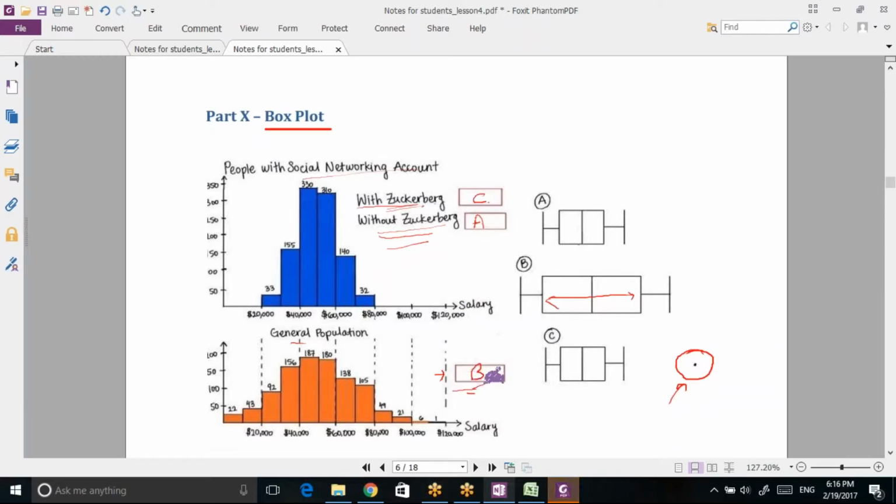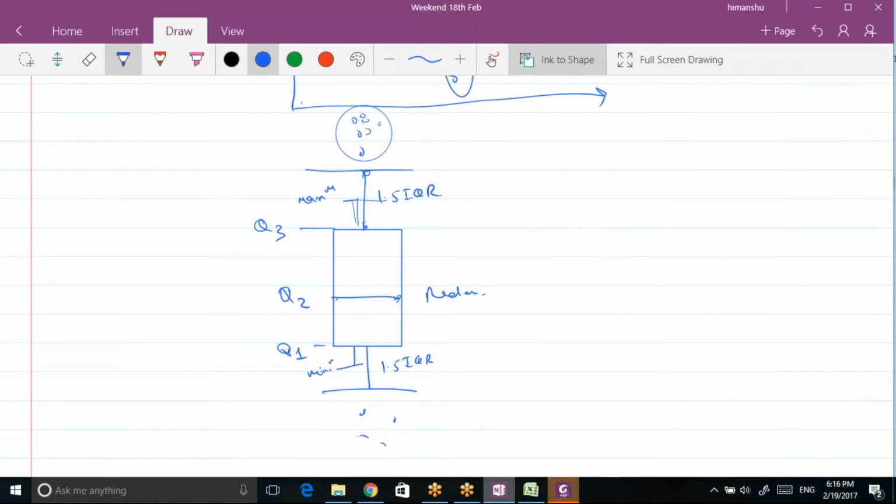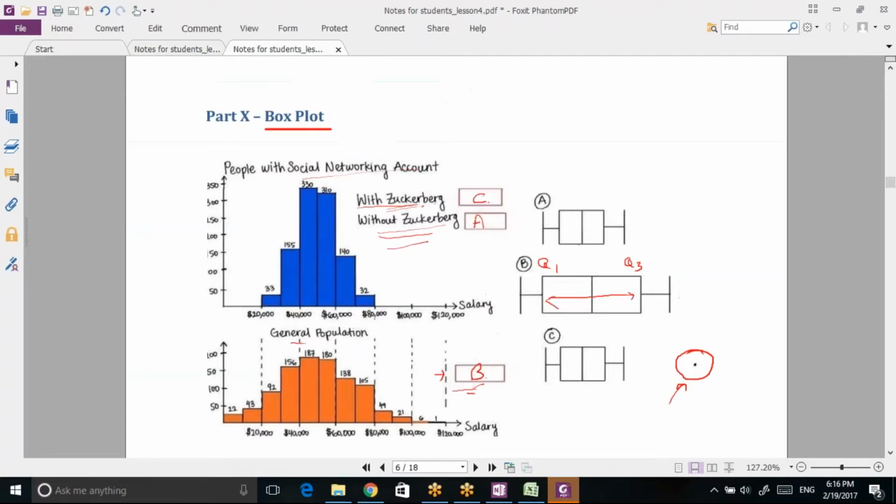Why is general population B, not A? Because general population is more spread out, so there should be more gap between Q1 and Q3. Clear? You can draw the box plot horizontally also, it is one and the same thing. It doesn't make any difference. You can rotate it and draw it in a horizontal way. Okay? Great. Now let's move ahead.